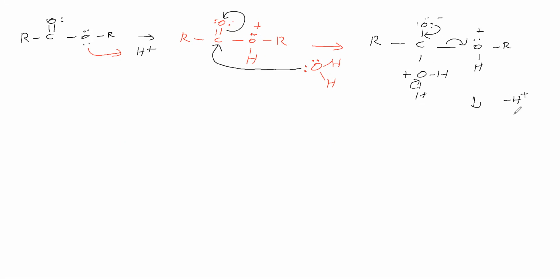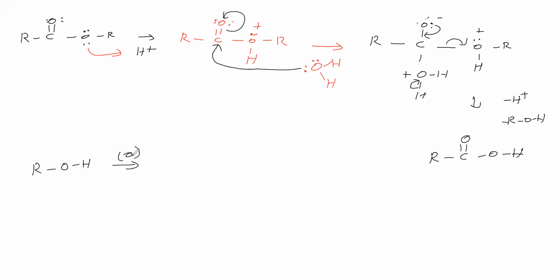So H plus leaves, alcohol leaves. So what we are getting is carboxylic acid. So ester hydrolysis leads to carboxylic acid. So how to prepare carboxylic acid, by oxidizing alcohol.